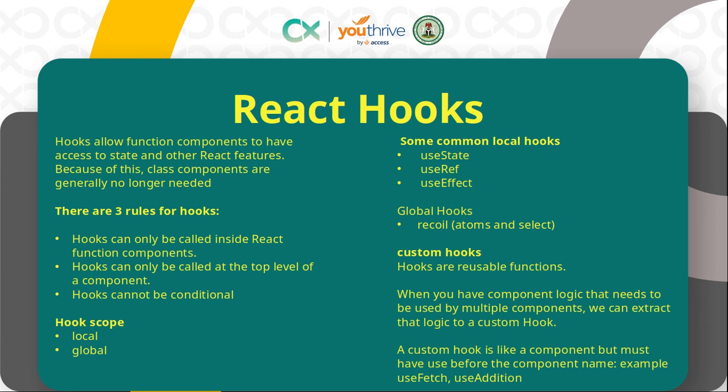So hook scope. We have local and global. So they are just like the variable scope. Some common local hooks are useState, useRef, useEffect. Then the global hooks, we have Atom and Recoil. Then we have our custom hook.